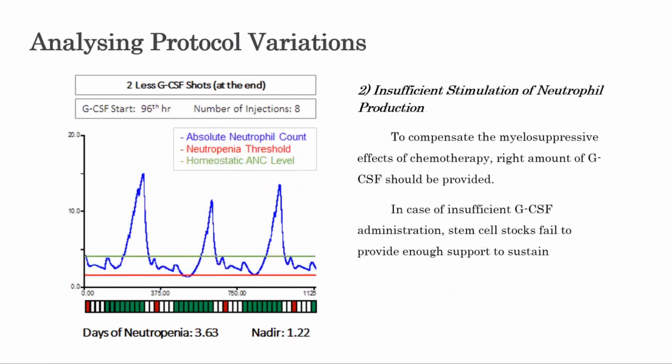For the second case, the patient is given 2 fewer G-CSF shots. 8 shots in total fail to stimulate neutrophil production enough to deal with the adverse effects of chemotherapy. Similar to the first case, initial peaks are smoothed compared to the standard protocol, not because there is not enough time to recover, but because fewer injections fail to stimulate the upstream stocks to keep ANC above the neutropenic threshold. Parallel to this inference, clinical research conducted by Smith et al. suggests that more than 7 injections of G-CSF or its recombinant form filgrastim decreases the risk of febrile neutropenia by 65%.